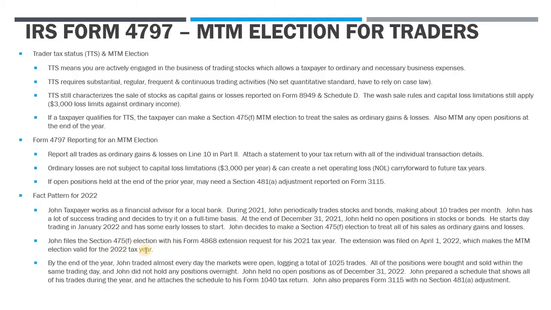Well, the 475 election, if he wants it to be effective for 2022, he has to file it before the deadline of his return from the prior year. So his 2021 tax return is going to be due April 15th, 2022. And so he made this mark-to-market election with his extension request, which is okay. You can do it that way. And he filed the extension on April 1st, 2022. So he made a valid and timely mark-to-market election, and so it should be valid for the 2022 tax year.